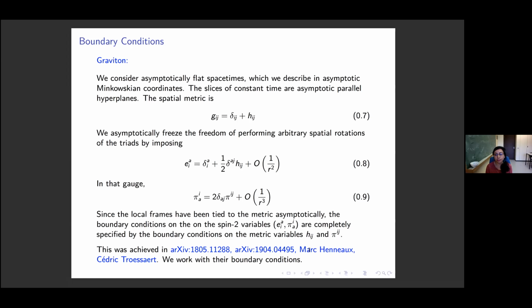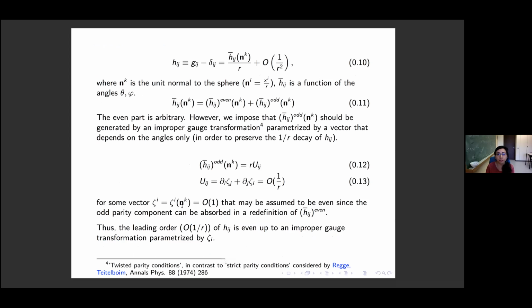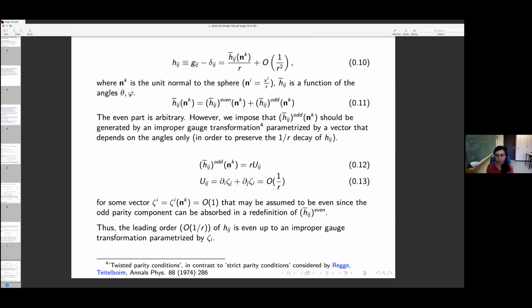And in fact, this was reviewed yesterday by Sucheta and Javier, so I will just briefly discuss them without going into the details. So first of all, for the spatial metric, we take the fall-off as 1/r, and its coefficient h-bar_ij we decompose into even and odd parts. While the even part is arbitrary, the odd part is fixed to be given by an improper gauge transformation. And note that this is in contrast to the strict parity conditions by Regge-Teitelbaum, where they took the odd part to be strictly 0. Here we are allowing a non-zero odd part, so it's called the twisted parity conditions.